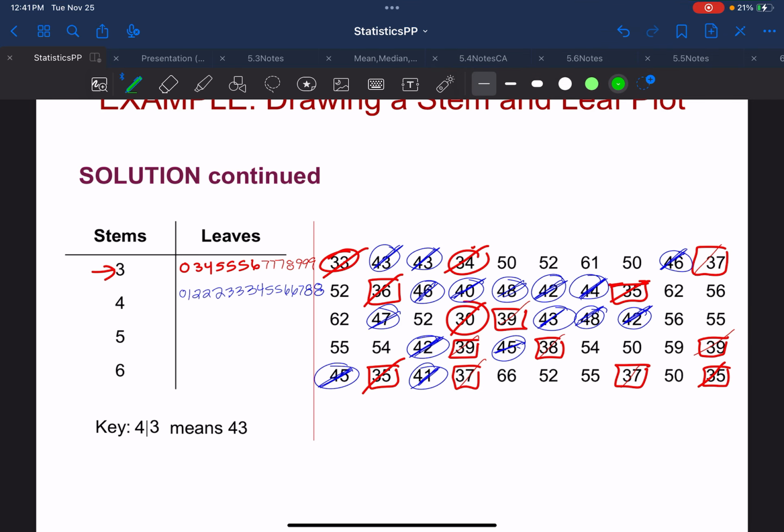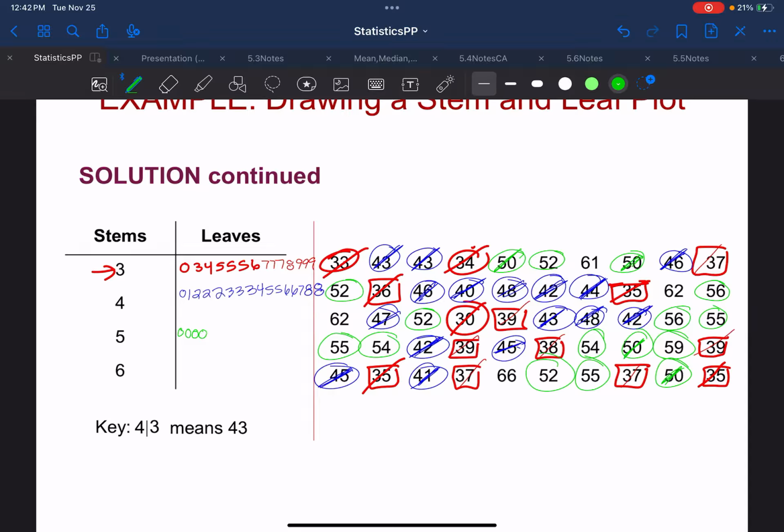I have 50, 52, 50, 52, 56, 55, 56, 52, 55, 54, 54, 50, 59, 50, 55, 52. So I start with the zeros, and I have 1, 2, 3, 4 50s. So that would be 4 zeros.